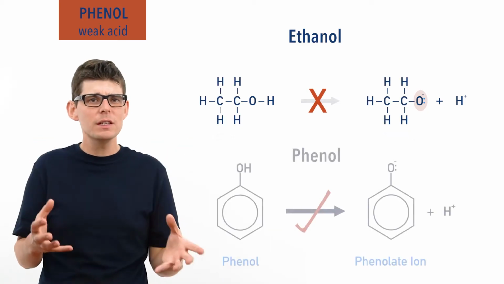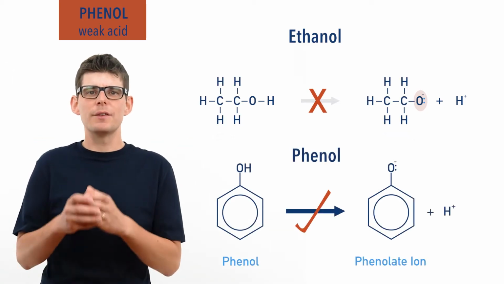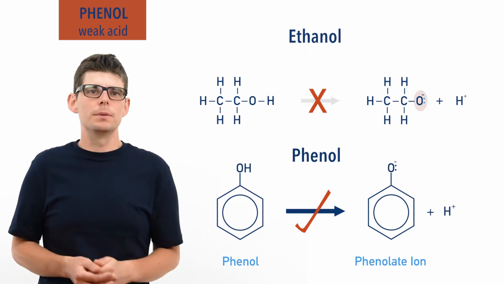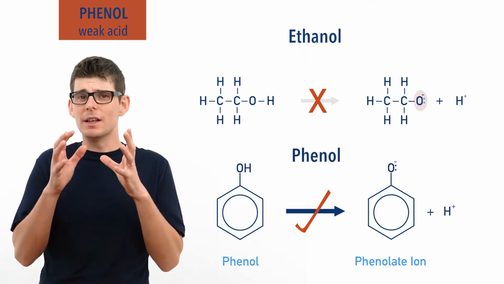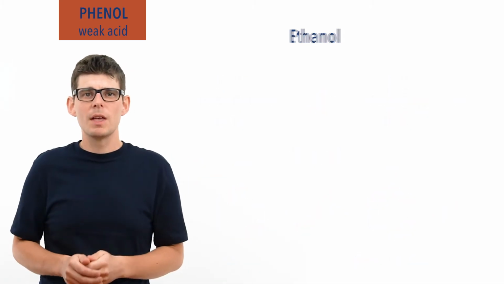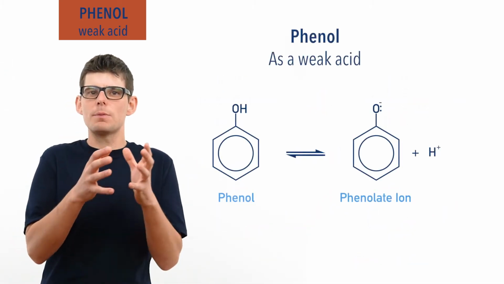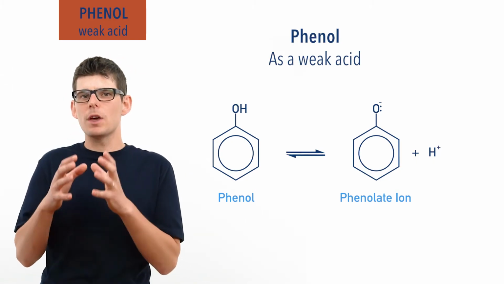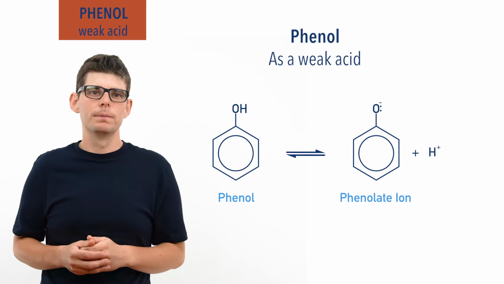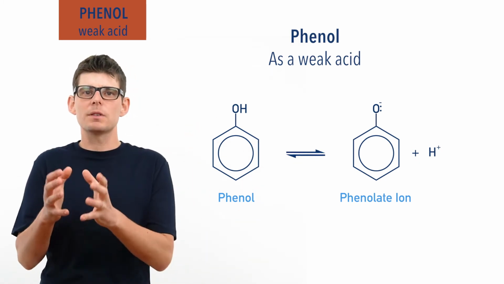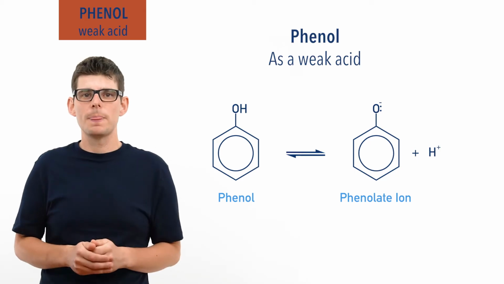So why is phenol able to lose a H+ ion and form a phenolate ion if an alcohol like ethanol is unable to? The answer lies in that delocalized electron system in the benzene ring. When the OH group loses a H+ ion and a phenolate ion forms, the pair of electrons from the OH bond go to the oxygen. There would be an equilibrium established between phenol, H+ ions, and phenolate ions.